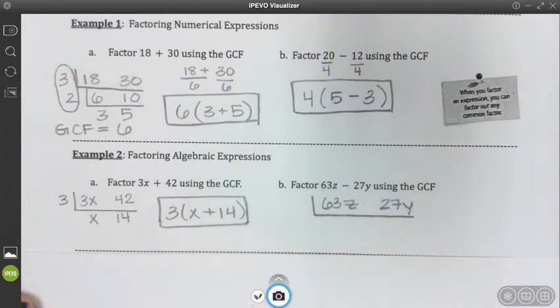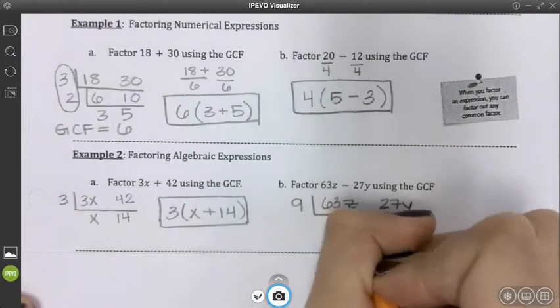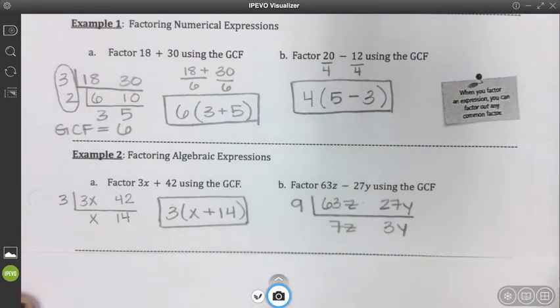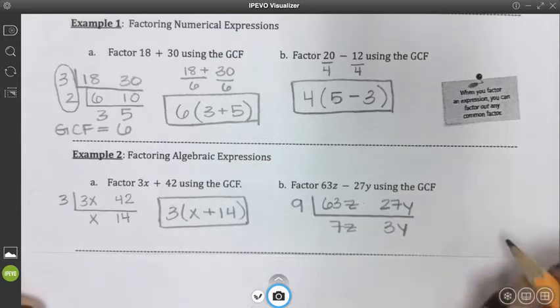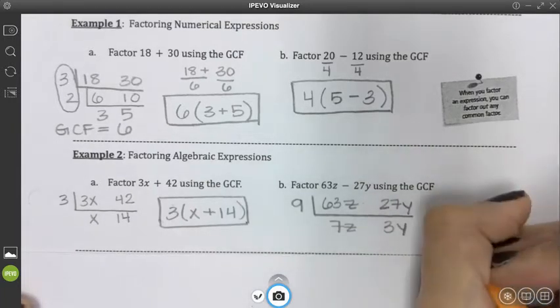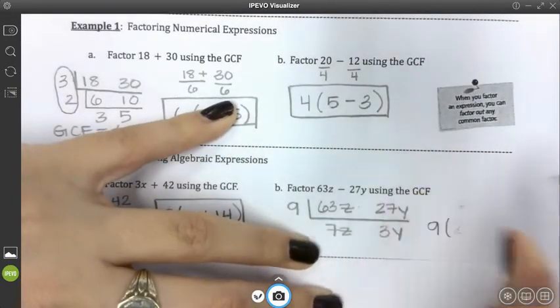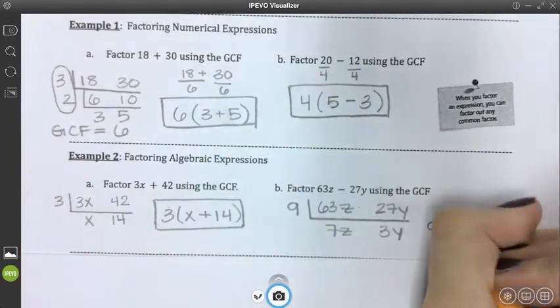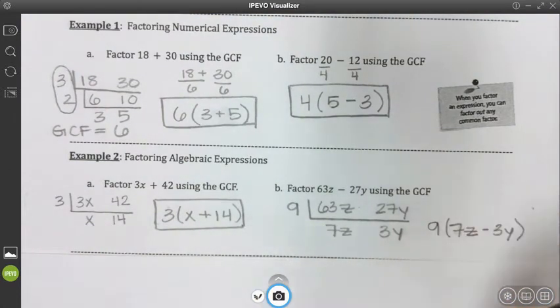All right, what comes out of 63z and 27y? Well, I know the number 9 can come out of each of them. That leaves me with 7z and 3y, and they have nothing else in common. They don't have any numbers in common, and they don't have any variables in common. So my answer is 9 times 7z minus 3y.